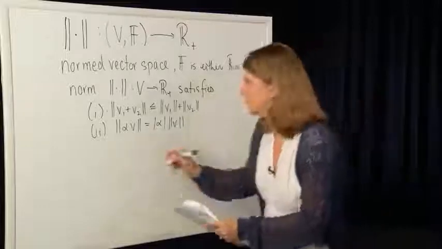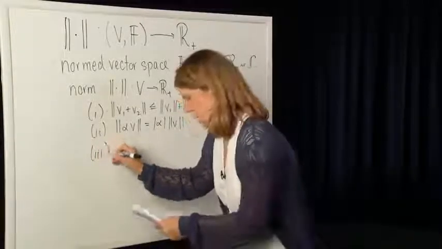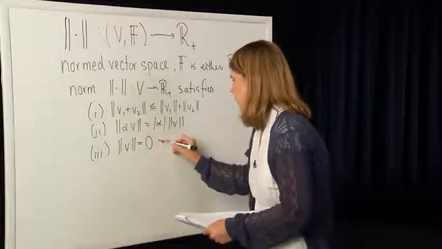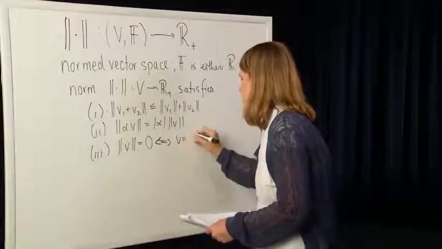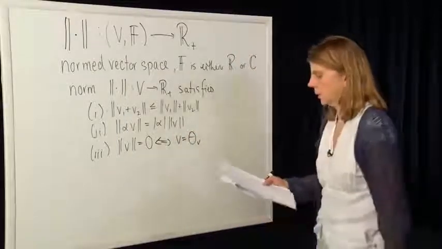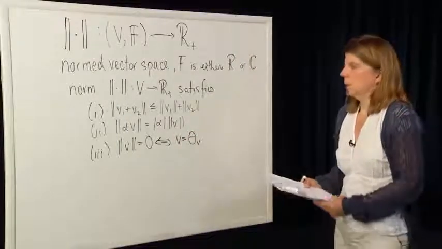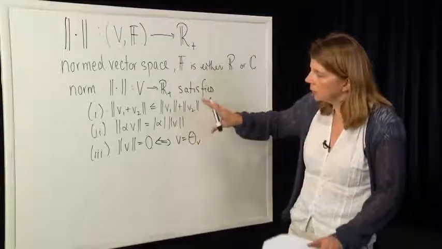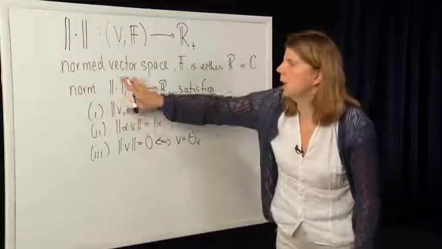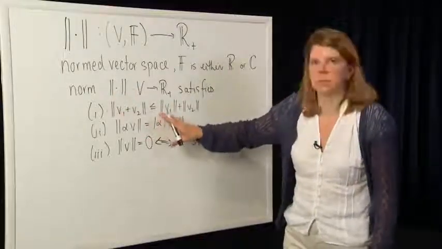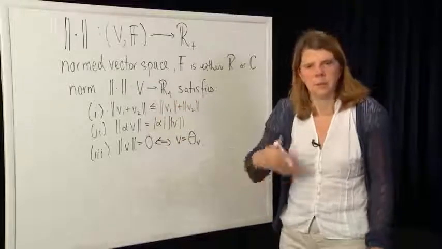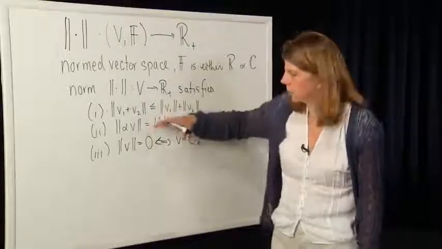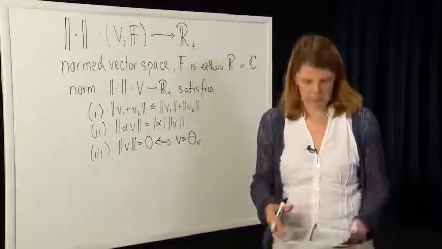Okay, and then back to our properties. The third property is that if the norm of a vector evaluates to 0, then that's equivalent to the vector itself being the 0 vector in the corresponding space. Okay, so the norm has to satisfy these quite specific properties. And so given a definition of a map which satisfies these properties, it is a norm. But if somebody gives you a candidate norm, you have to be able to check that it is a norm by checking that it satisfies these three properties.